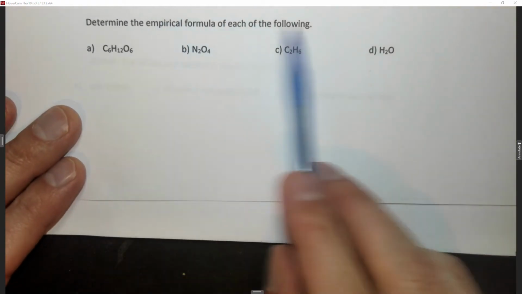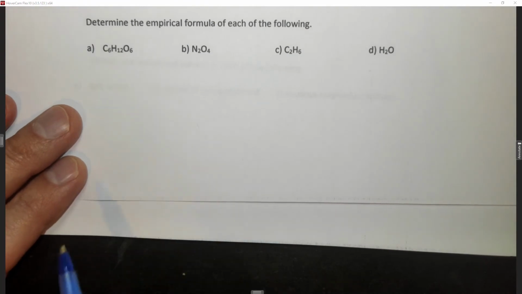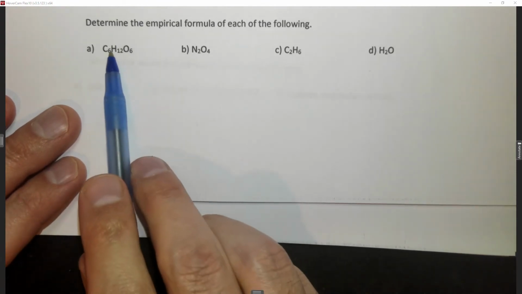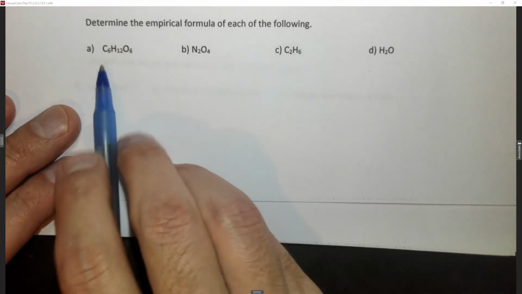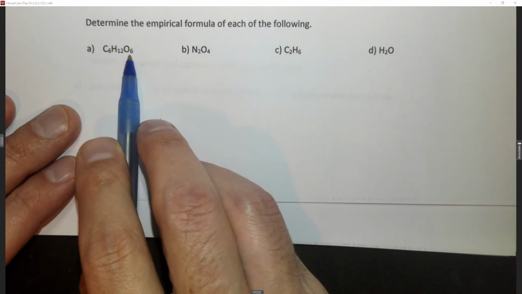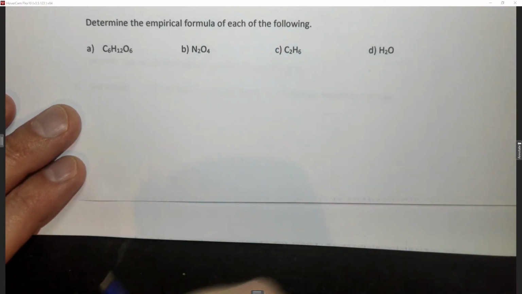This question says, determine the empirical formula of each of the following. And the first one we have is glucose. So an empirical formula is the simplest ratio of moles. And if there's a common denominator between all of these numbers in a compound, and you were to just find the mass of carbon, the mass of hydrogen, and the mass of oxygen, the best you could determine is the empirical formula. You couldn't actually determine the molecular formula from just those masses.